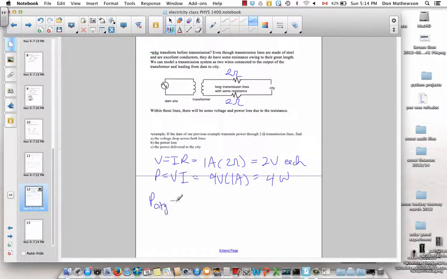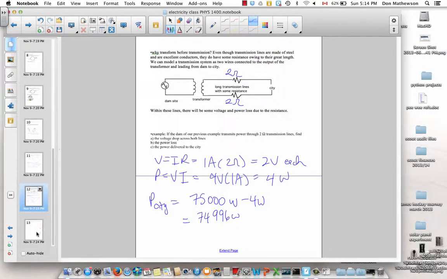So at the city, you had 75 kilowatts to start with. You lost just 4 watts in the transmission lines. So you've lost a very, very tiny fraction of a percentage of the energy.